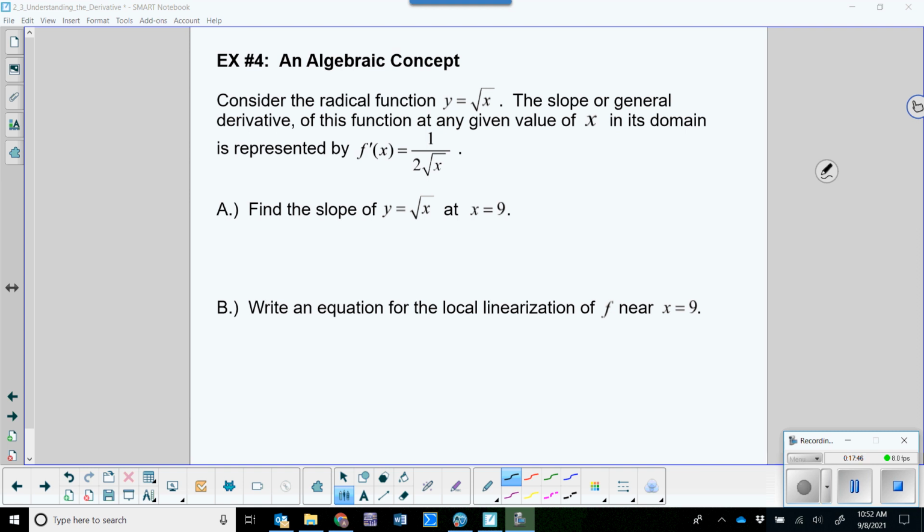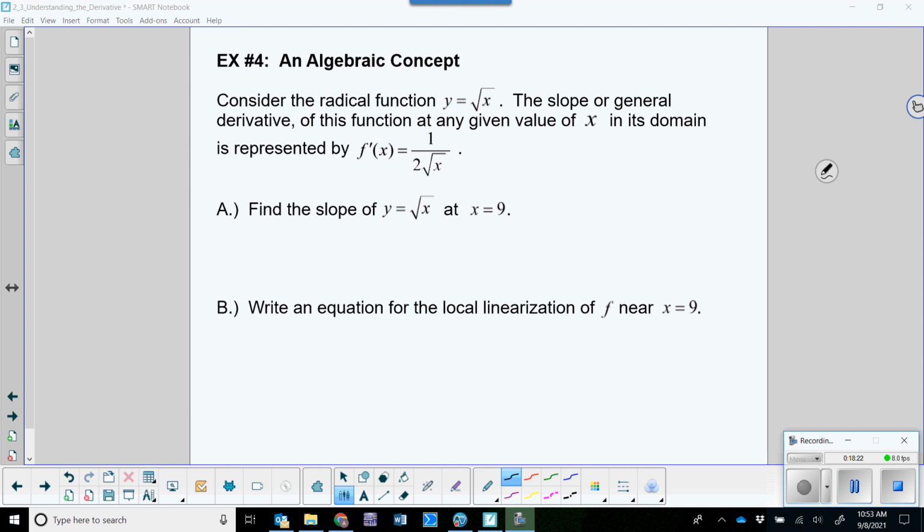So we're going to take the function square root of x, and we should know what that function looks like. So the slope of this function at any given value is represented by f prime of x equals 1 over 2 square root of x. So they're telling you the answer for this slope. Okay? So they're going to tell you that. We're not going to find it. We're just going to give you the equation that gives you that answer.